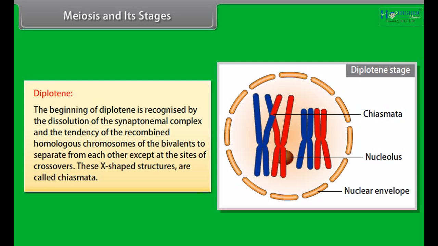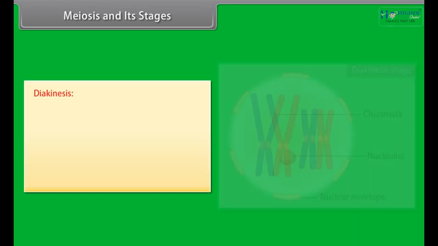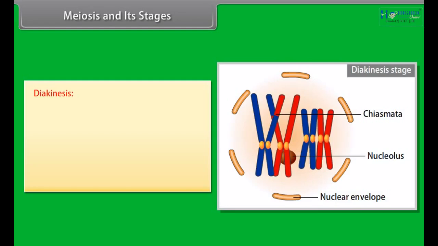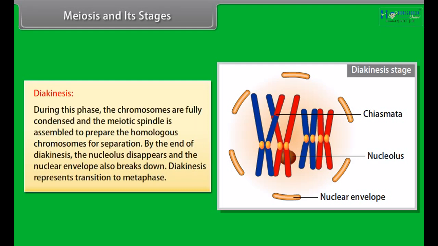The final stage of meiotic prophase 1 is diakinesis. This is marked by terminalization of chiasmata. During this phase, the chromosomes are fully condensed and the meiotic spindle is assembled to prepare the homologous chromosomes for separation. By the end of diakinesis, the nucleolus disappears and the nuclear envelope also breaks down. Diakinesis represents transition to metaphase.